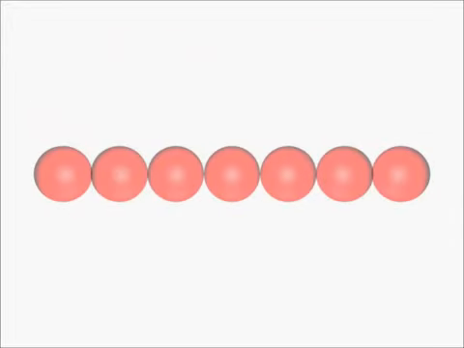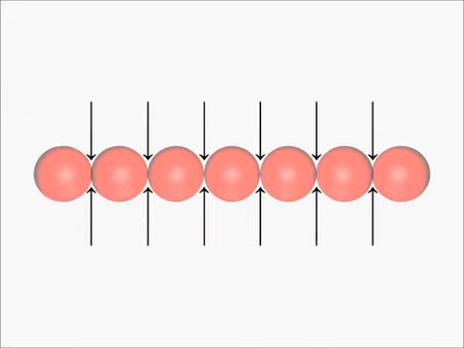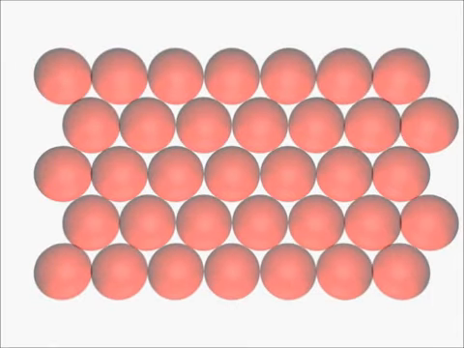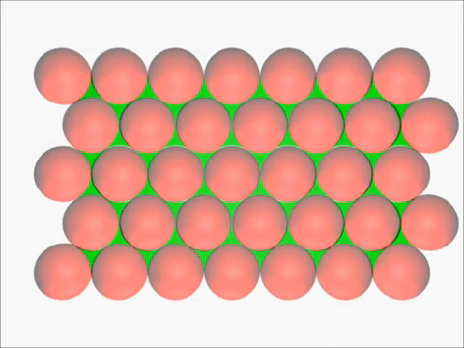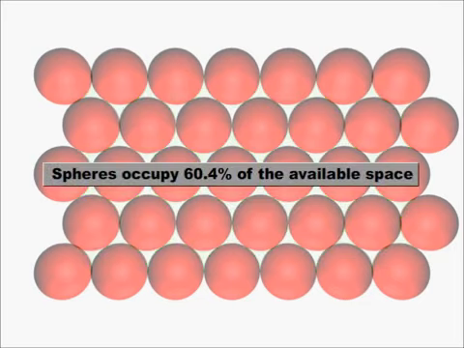A second way of arranging the linear one-dimensional arrangements is to keep the spheres of the second linear arrangement in the depressions of the first, like this. Here, every alternate linear arrangement has the same alignment. These are the vacant spaces, which is visibly less than the square close packing and hence more efficiently packed. In this packing, the spheres occupy 60.4% of the available space.